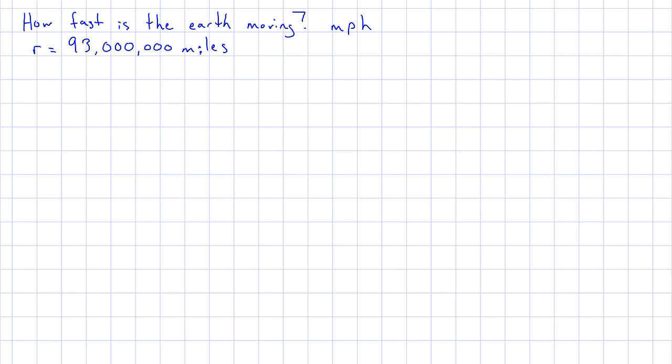So the first thing I need to determine is, what is my angular velocity? Miles per hour is going to be a linear velocity. So in order to find linear velocity, I have to start first with angular velocity. Angular velocity is theta divided by time. So it's the amount of the circle, in radians, divided by time. I'm trying to determine how many radians per hour the Earth moves around the circle.